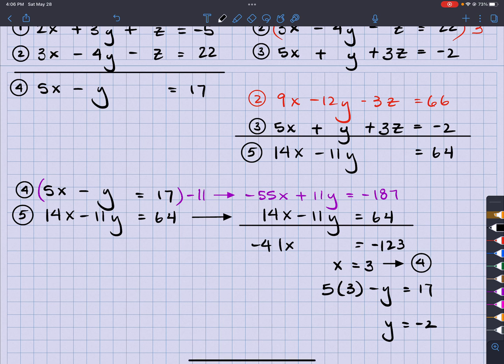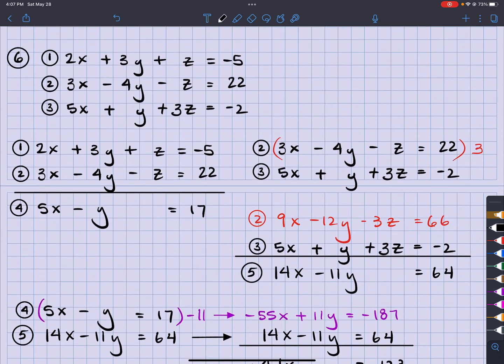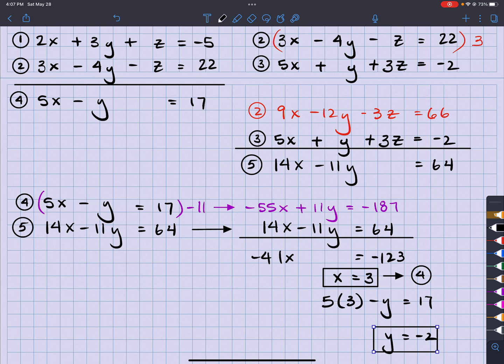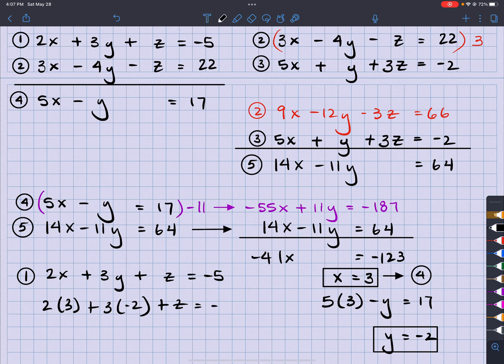Excellent. So now I'm going to take my x and my y and plug them into equation 1, 2, or 3. It really doesn't matter. Let's plug it into equation 1. Let me duplicate equation 1 here and bring it down, and plug all of that in there. I'm going to have 2 times 3 plus 3 times negative 2 plus z equals negative 5. So look at what I got here.